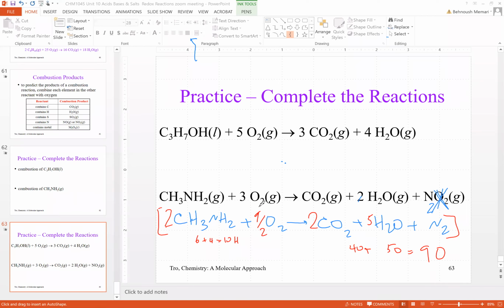So the new coefficients for that equation are going to be 4, 9, 4, 10, and 2. Now we have a balanced equation and peace of mind. I was worried that it cannot be, I didn't want to leave the equations like that for you. Okay, that's the end of Unit 10.